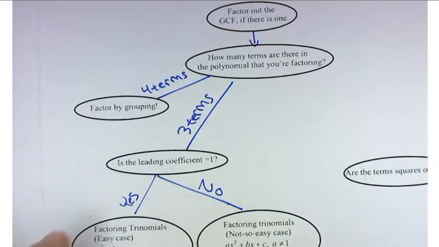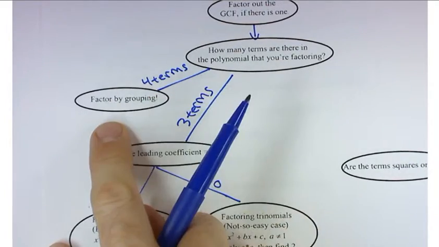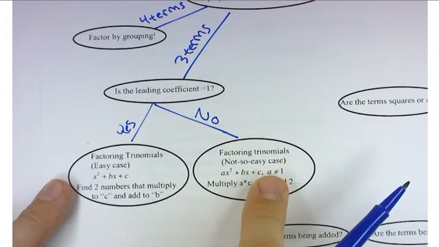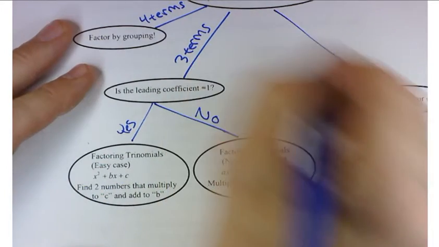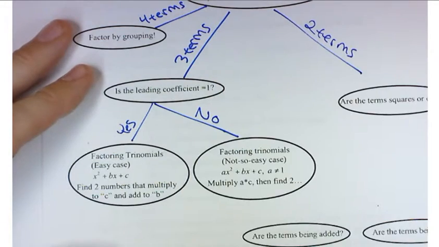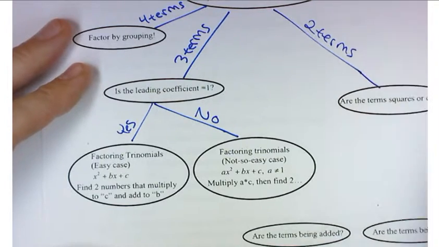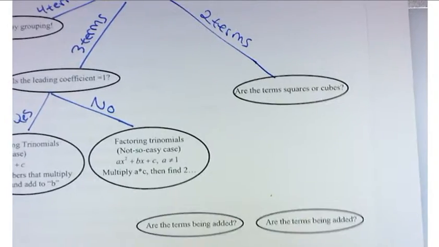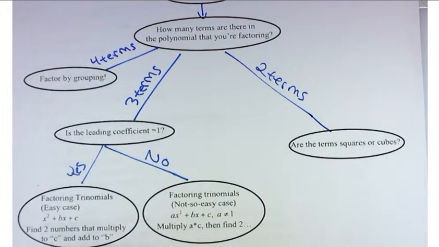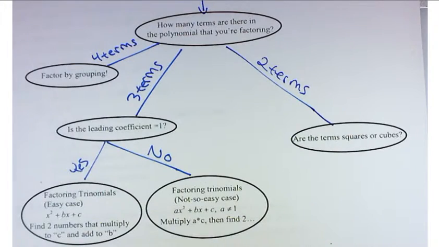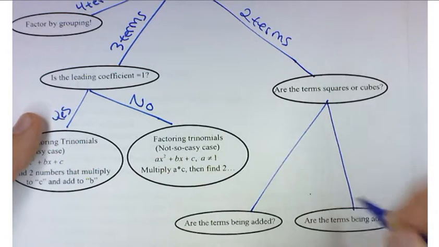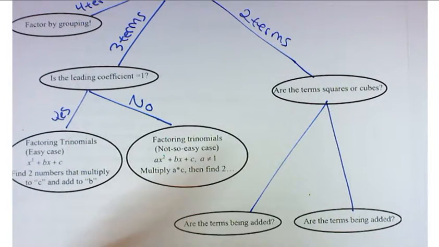So we've dealt with four terms, that was factored by grouping. Three terms had an easy case and a not so easy case. And if there's only two terms, then there's actually a lot of cases. So basically, after you factor out the GCF, you want to count the number of terms. 4, 3, or 2. If there's two terms, then you want to decide, are you dealing with squares or cubes?